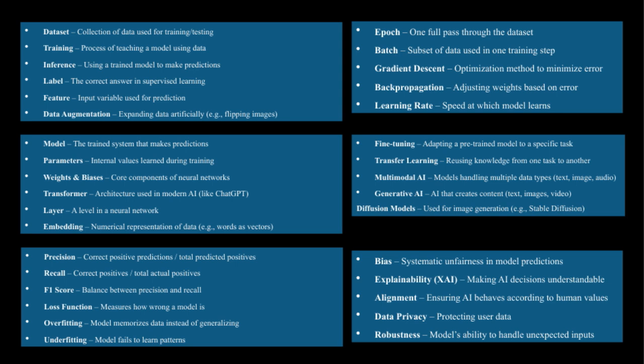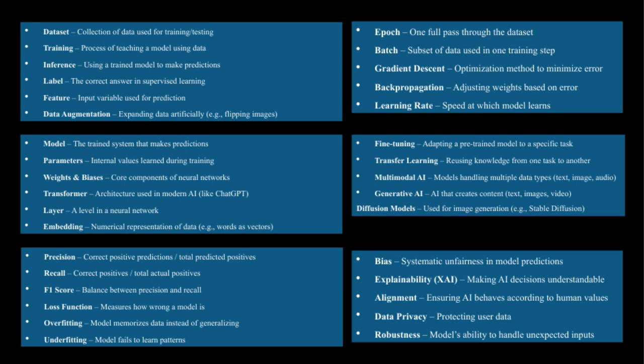Generative AI creates new content, such as text, images, or videos, opening up creative possibilities. Diffusion models, for example, are used for high-quality image generation, like creating art with tools such as Stable Diffusion. An epoch represents one complete pass through the entire dataset during training. A batch is a smaller subset of data processed at once, which helps optimize training efficiency.